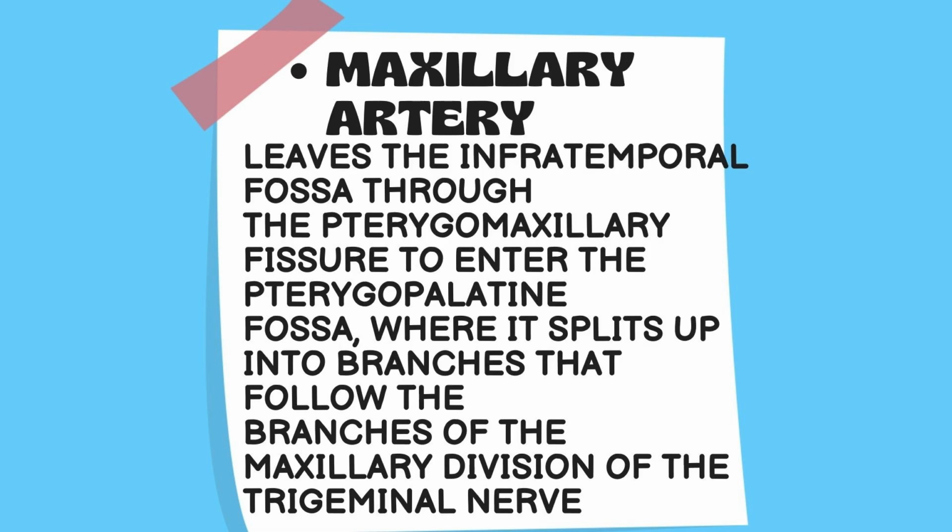Then we have the maxillary artery. The maxillary artery leaves the infratemporal fossa through the pterygomaxillary fissure and enters into the pterygopalatine fossa. There it splits into the branches of the maxillary, and it is followed by the branches of the maxillary division of the trigeminal nerve. So the maxillary artery is related to the maxillary division of the trigeminal nerve.